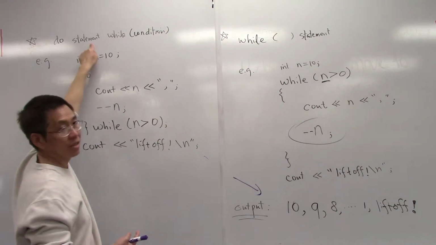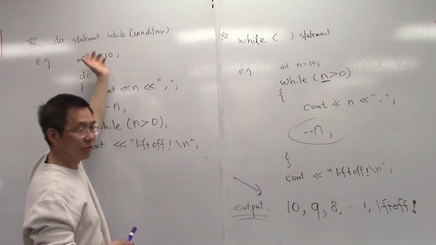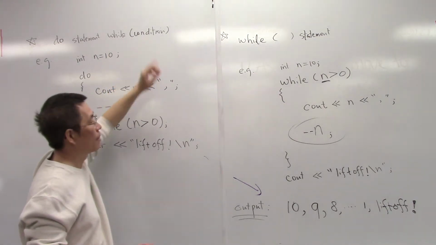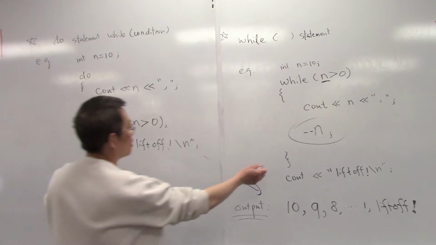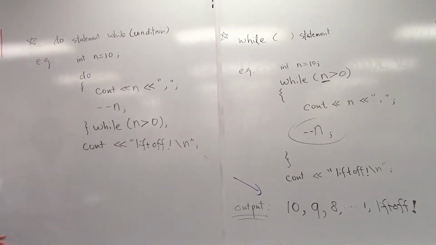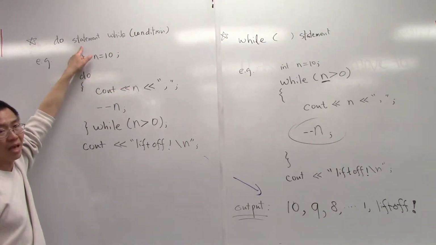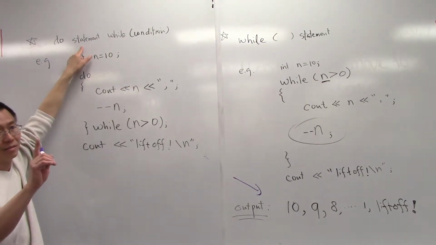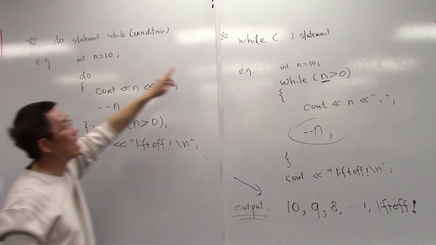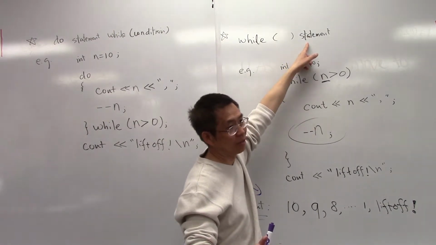Go back and do the statement again, and then check that again. It will keep doing that until that condition becomes false. Okay? Therefore, these two are actually so similar. The only difference is that regardless of the condition, this statement will be executed at least once. The very first time is always executed. For the while loop, if the condition is false, these never get executed.